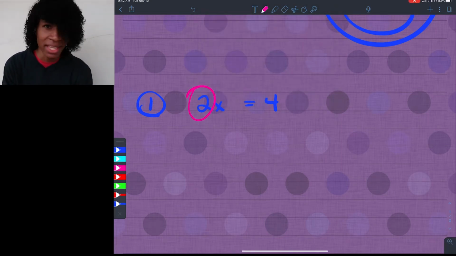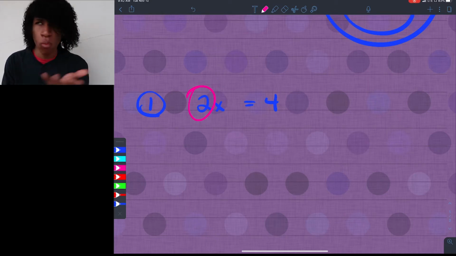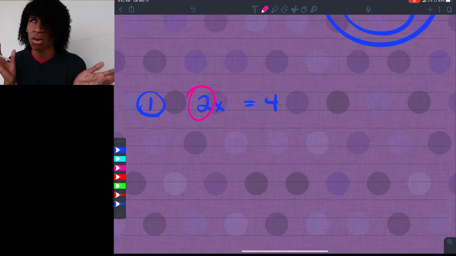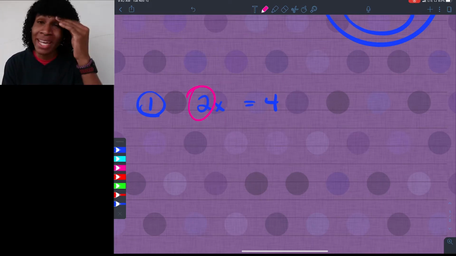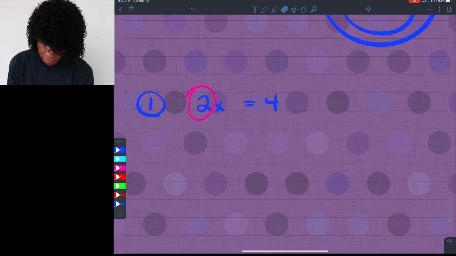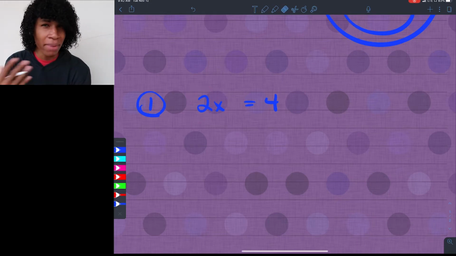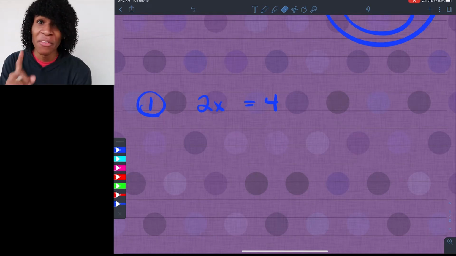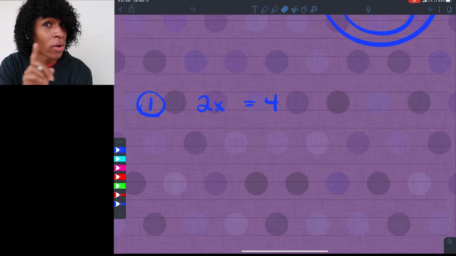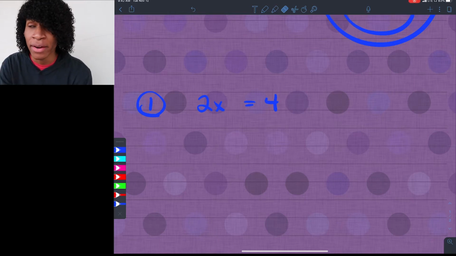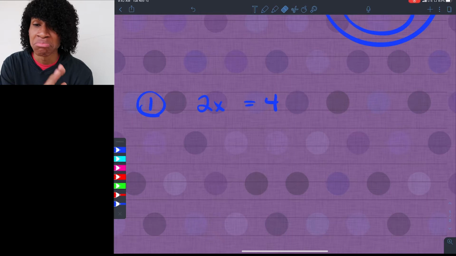And we don't want anything attached to the x except for 1. You can have 1x because 1x is the same as x, so that's fine. But 2 or anything else attached to it, no go. So we got to get this thing alone. Now, unlike before where we had plus and minuses, this time we've got 2 being multiplied by x. But the rule, like I told you before, is exactly the same. What you do to one side, do to the other, and get x alone. Do that, and you win.